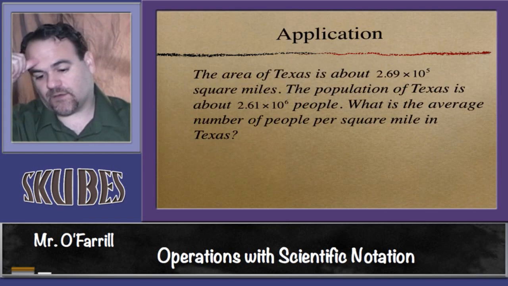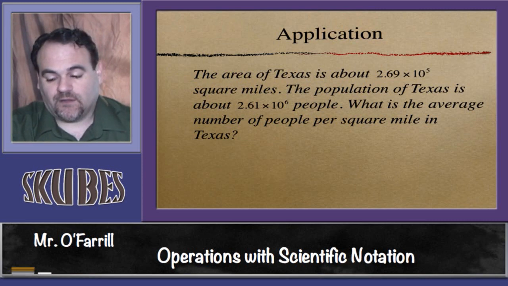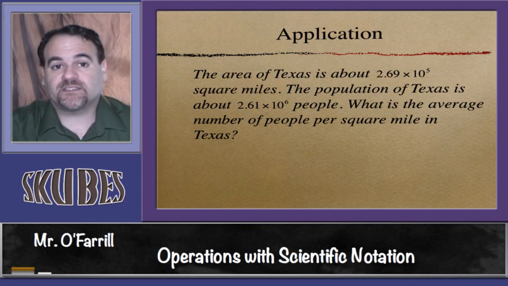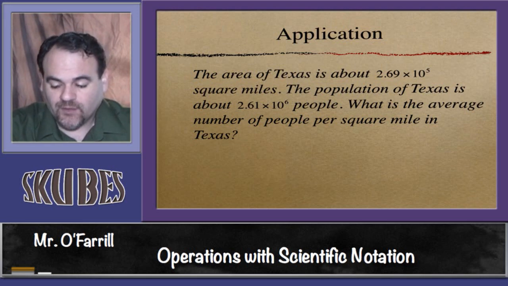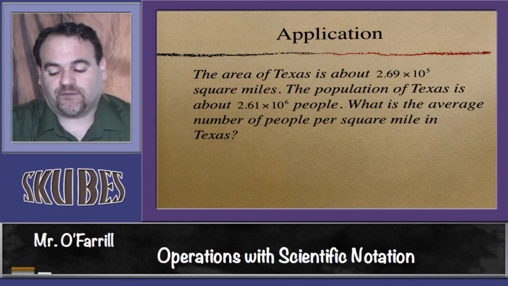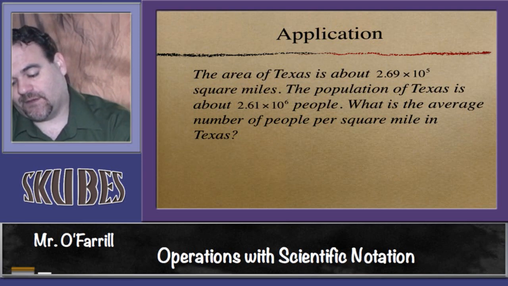So let's actually use this in a real problem. I'm showing that the area of Texas is about 2.69 times 10 to the 5th square miles. The population of Texas is about 2.61 times 10 to the 6th people. What is the average number of people per square mile in Texas? Well, we're doing people per square mile. So we'll put people on top.